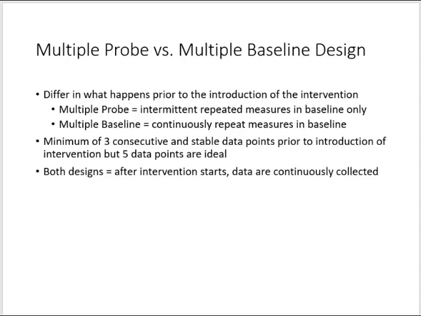The distinguishing feature between the multiple probe and multiple baseline design relates to what happens prior to the introduction of the intervention. In the multiple probe, we use intermittent repeated measures in the baseline only. In the multiple baseline, we use continuous repeated measures in the baseline. Both designs require a minimum of 3 consecutive and stable data points prior to the introduction of the intervention, but 5 data points are ideal. Both designs require that after the intervention starts, data are continuously collected.